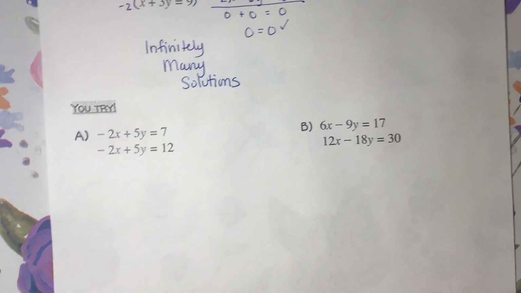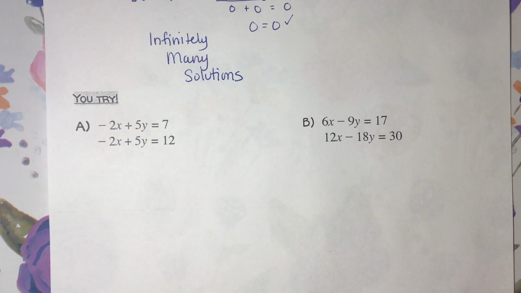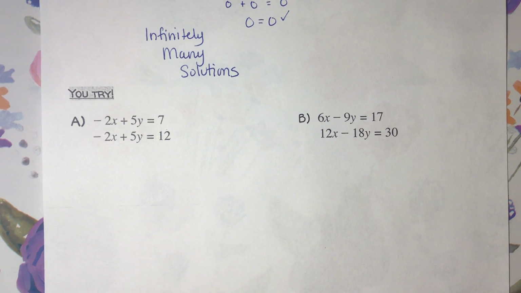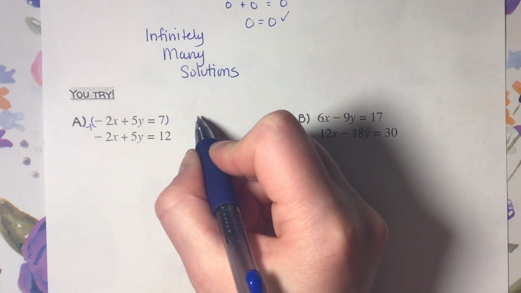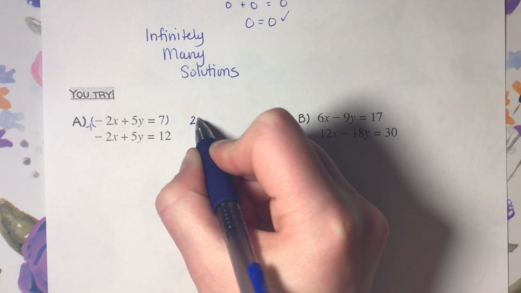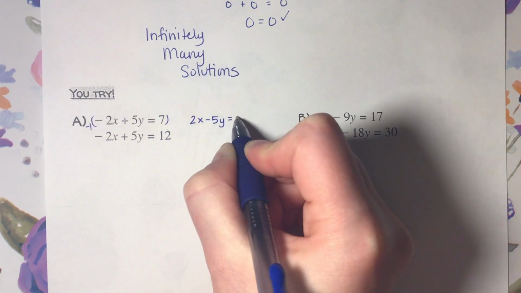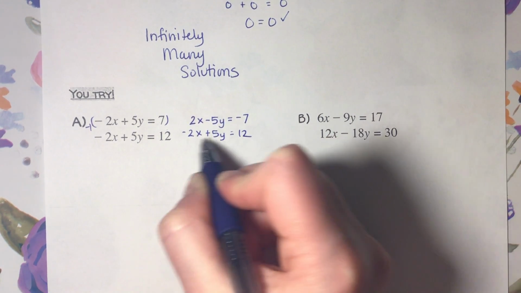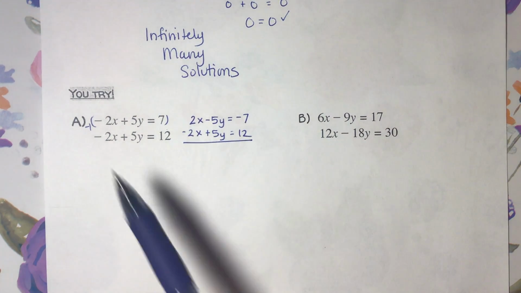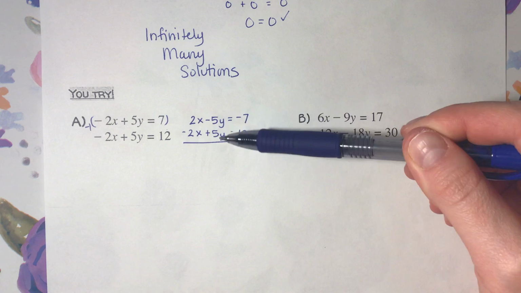Let's do that again and see what type of answers we can get. In example A, I have negative 2x plus 5y equals 7 and negative 2x plus 5y equals 12. Let's multiply one of those equations by negative 1 in order to make my variables cancel. So I'm multiplying by negative 1, and this is going to get me positive 2x minus 5y is equal to negative 7, and negative 2x plus 5y is equal to 12. So only the top one changed, but I had to multiply by negative 1 in order to make my variables cancel.